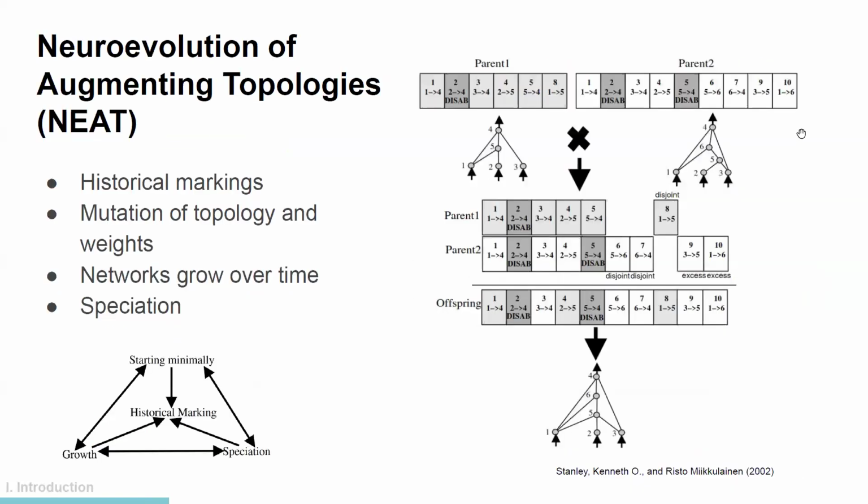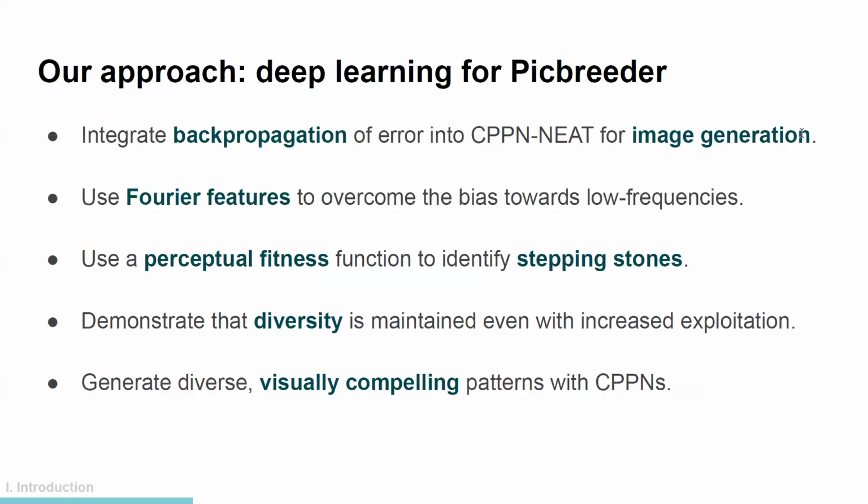So these CPPNs are often evolved with neuroevolution of augmenting topologies, or NEAT, which has a lot of interesting features. Notably for us, it uses historical markings to track innovations so that it can later use that information for determining parents that might be compatible for crossover. It is able to change both the architecture of a network, the topology of the network, and the weights of the network at the same time. These networks grow from a small network at the beginning to larger networks over time, which is useful for evolution. And then it uses speciation to maintain diversity in the population.